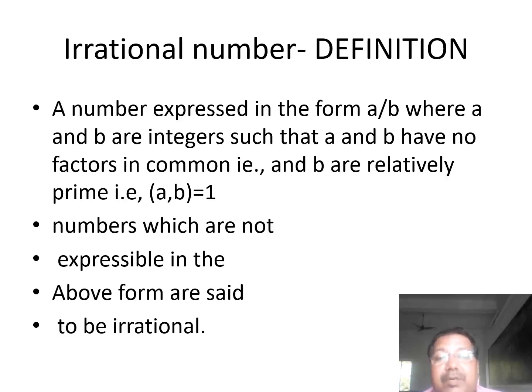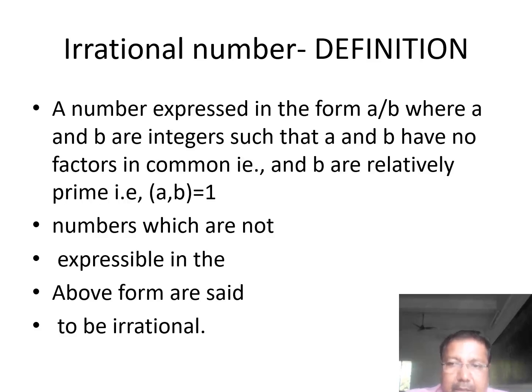Suppose a number which is not expressed in the above form is called an irrational number. Root 3, root 5, root 2, these are examples of irrational numbers because they cannot be written in the form a by b. If you take 4, it can be written as 4 by 1. 2 by 3 is a rational number. 3 by 2 is a rational number. The denominator is non-zero. This is very important. Otherwise, it will become infinity.